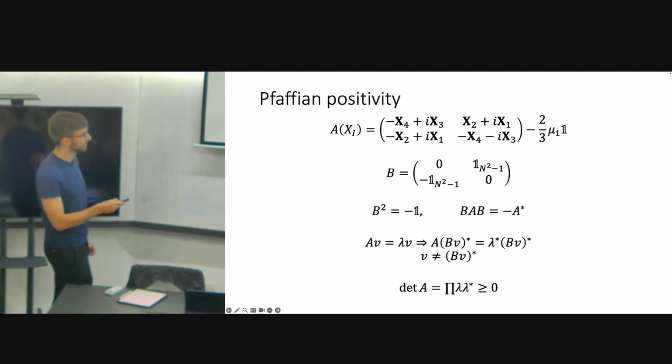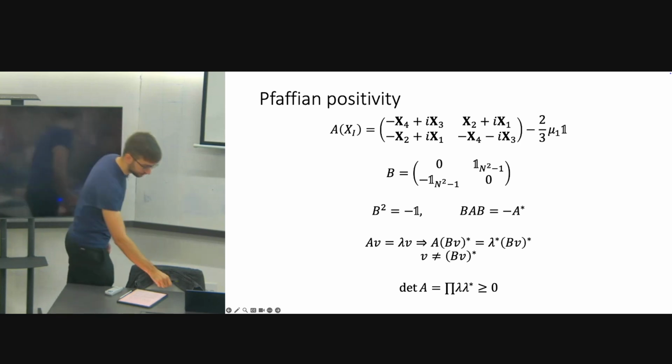But V is not equal to B V star because of the following form for B. So that means I always have pairs, lambda and lambda star, in the spectrum of the matrix. So the determinant of A is a product of pairs, lambda and lambda star. So it's always positive semi-definite.